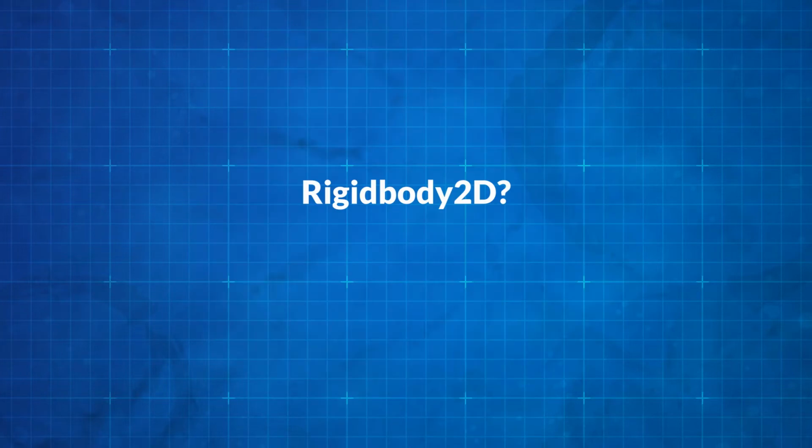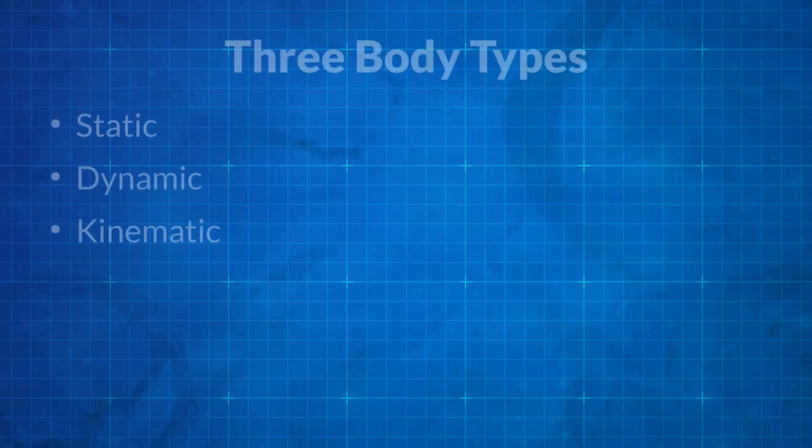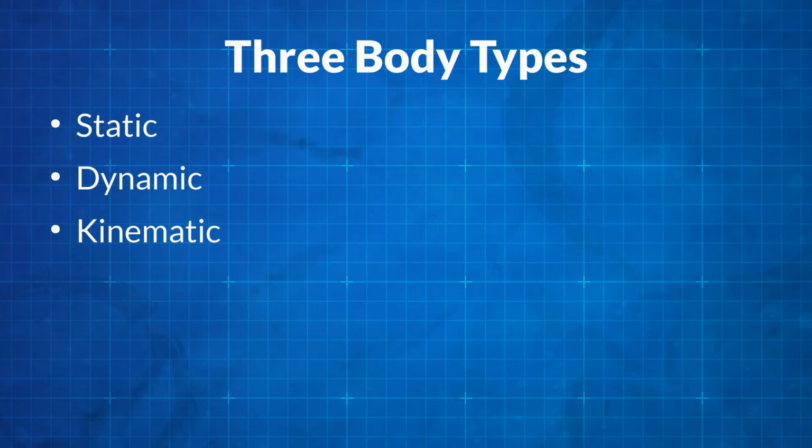Stop, wait, rigid body 2D, kinematic? I need to do an entire video on Unity's physics system as it's a big topic, but here's what you need to know for now. A rigid body in Unity is a component that will tie an object to the physics system. If you want something to interact with or be affected by physics, it needs to have a rigid body component. But what about this kinematic thing?